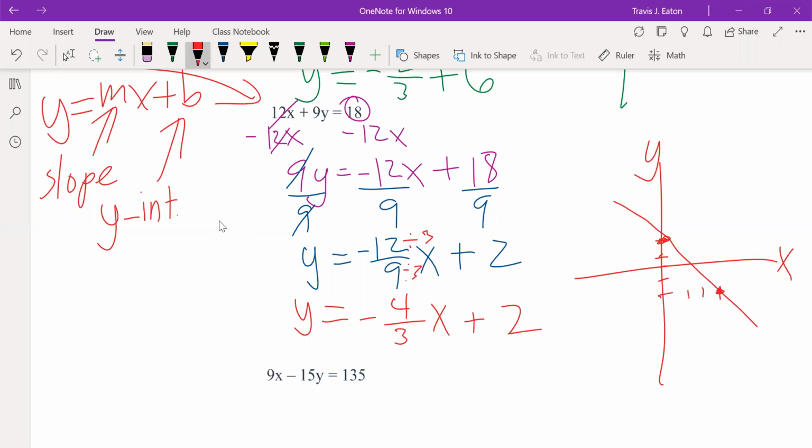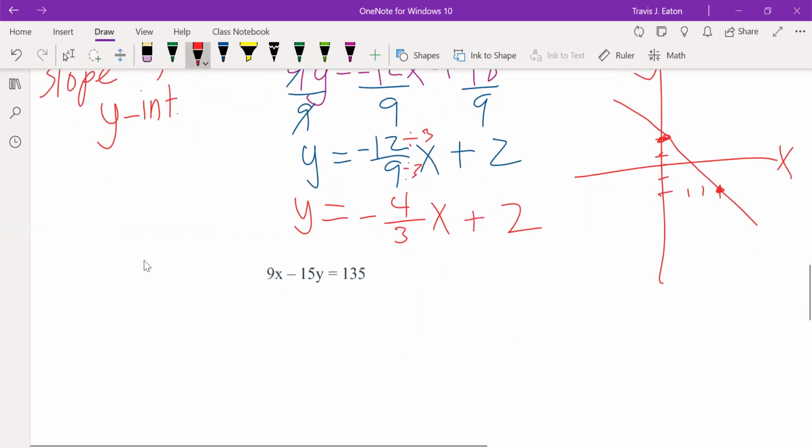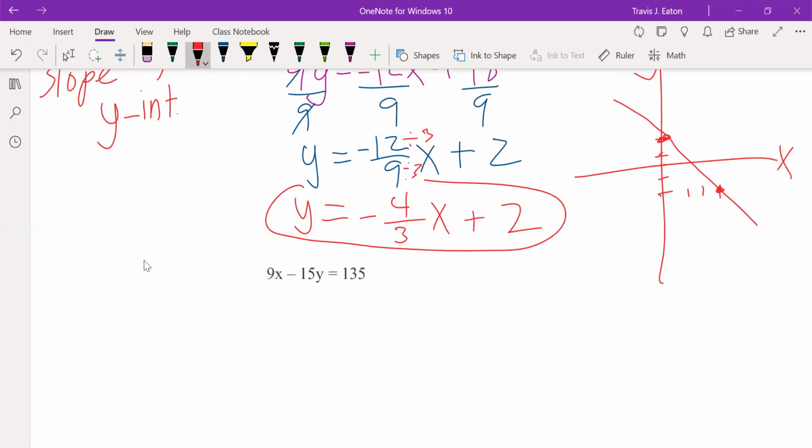X-axis, y-axis. Okay, rough sketch. Piece of cake, no problem. Slope-intercept form from standard form. All right, let's practice the next one.